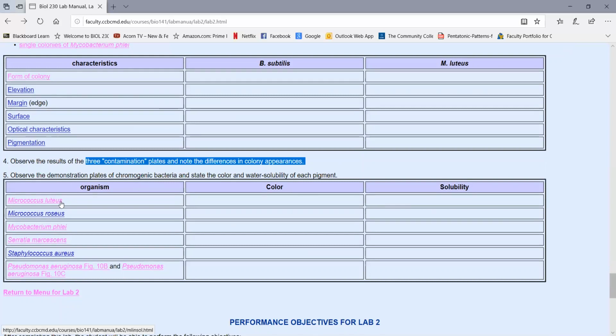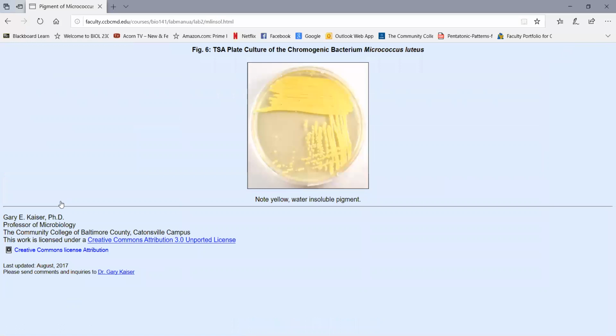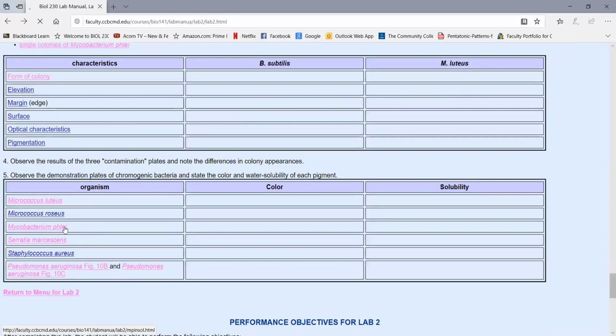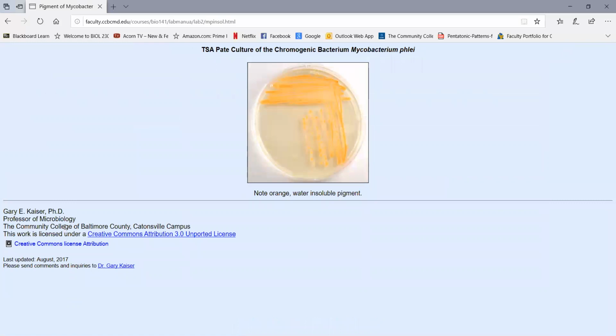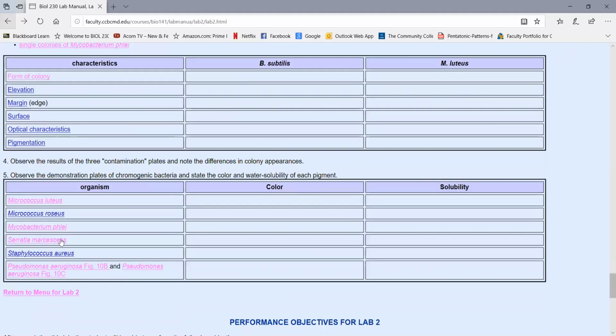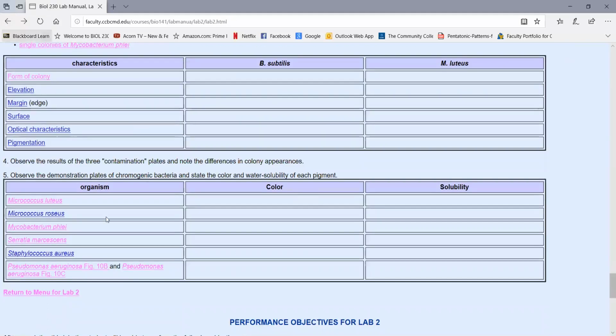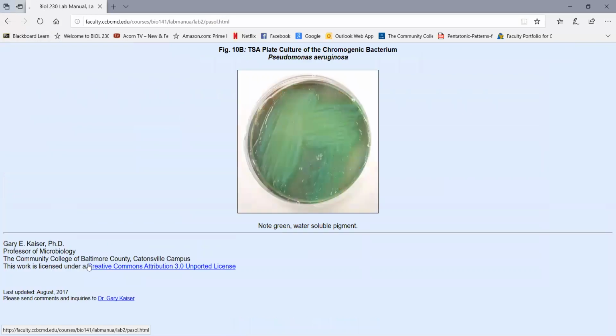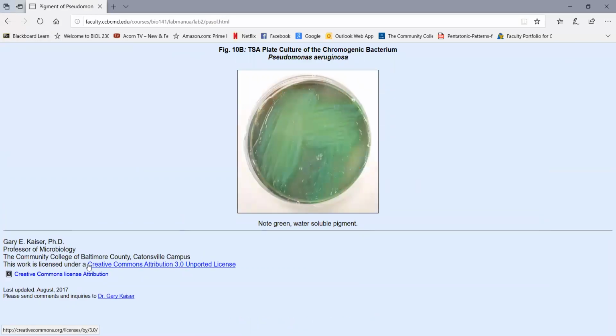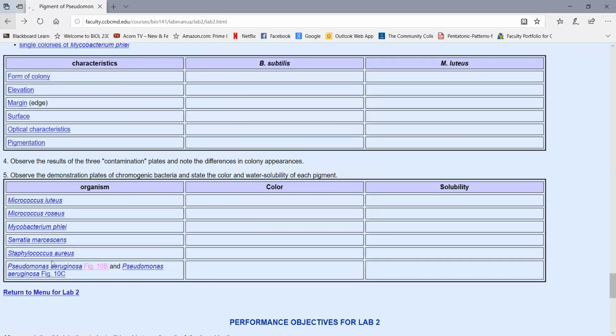We're going to look at Micrococcus luteus that has the yellow water insoluble pigment, Mycobacterium phlei that has the orange water insoluble pigment, 2 of the bacteria you're using today. And we're going to look at a plate of Serratia marcescens that has the red water insoluble pigment. And finally, we'll look at a demonstration of Pseudomonas aeruginosa that has the green water soluble pigment. And there's a couple others you can look at as well if you want to practice recognizing color and solubility of pigment.